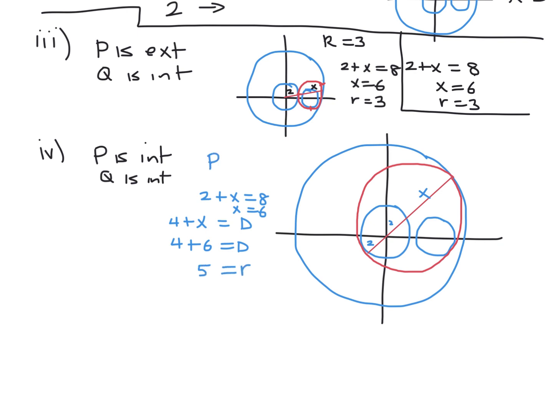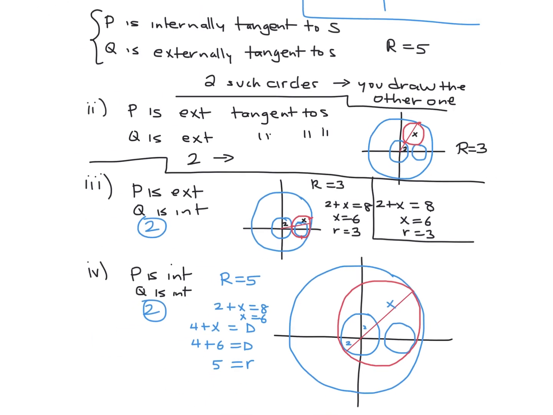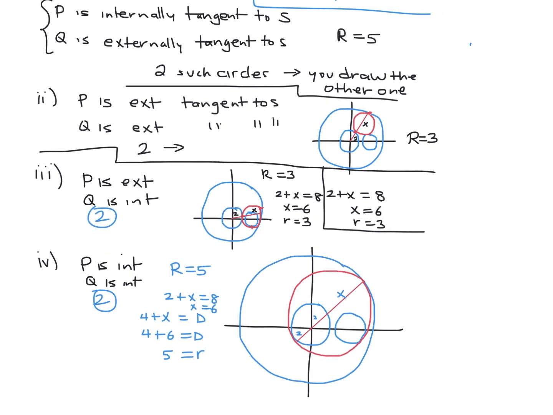So this radius is 5. And again, these have 2, and there's 2 circles like that as well. So we want the area. Okay, let's figure out the areas. Here, the radius is 5, so the area would be pi r squared, 5 squared times pi. But remember, there's 2 such circles, so we have to multiply by 2.